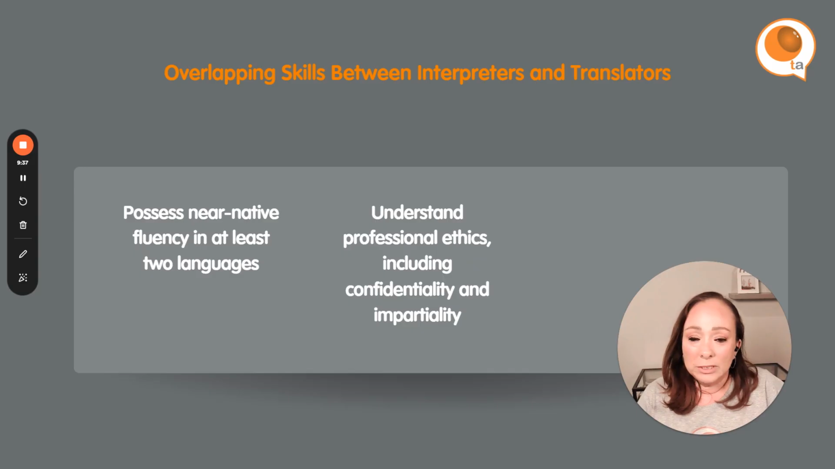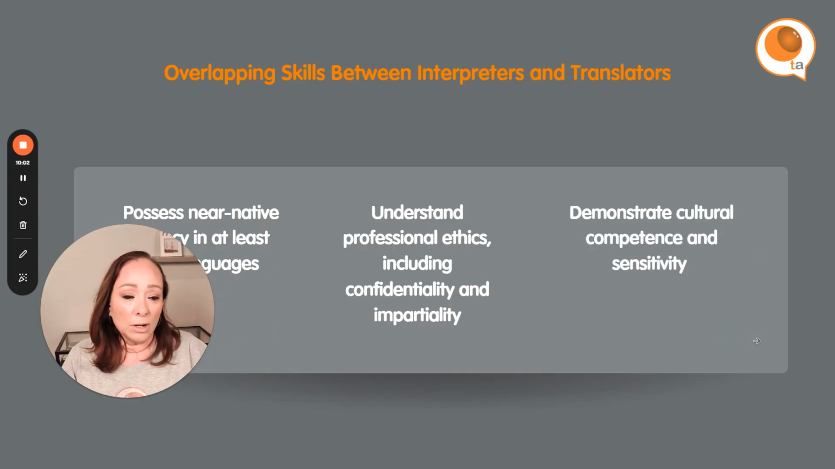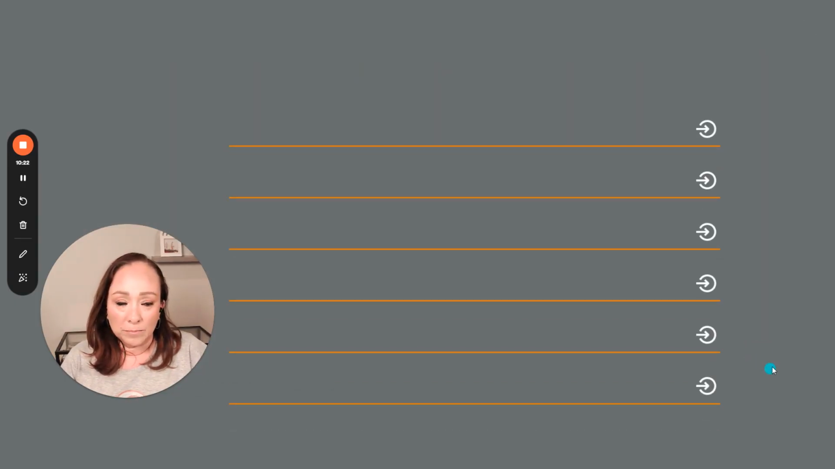Another skill is you have to understand professional ethics, including confidentiality and impartiality. This is very important, which we will cover once we go into the different areas in which you interpret, because these are going to be very important once we get in a judicial setting versus a medical setting, for example. And finally, you have to demonstrate cultural competence and sensitivity. There are some areas where this is more important than others. But in general, cultural competency is just going to help you interpret. The sensitivity is going to help you in certain settings where you do have to be mindful of it.